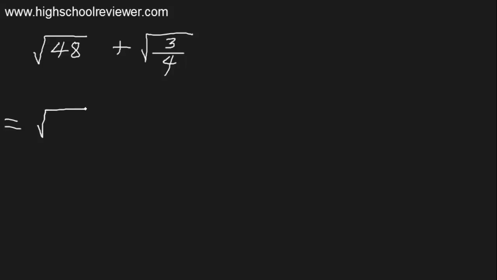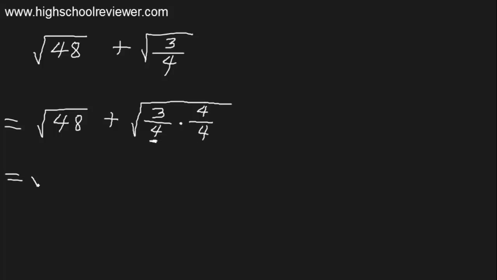Next problem, we will have the square root of 48 plus the square root of 3 over 4. So to solve this, we will not touch square root of 48 first. We will start to simplify square root of 3 over 4. So we have here 3 over 4. Multiply this by a fraction wherein the numerator and the denominator would be the same as the denominator here. So this will be multiplied by 4 over 4.